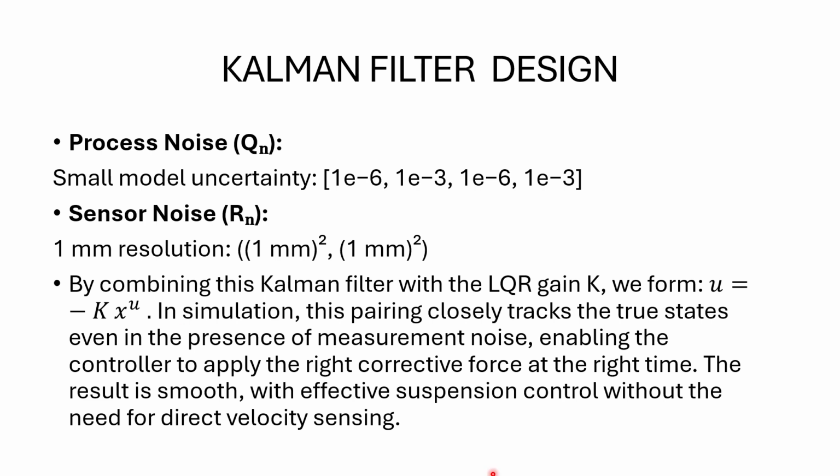So for the Kalman filter design, we set a small process noise covariance QN to reflect minor model uncertainties, and a sensor covariance RN, which is based off of the 1 millimeter measurement resolution that we talked about earlier. This filter basically estimates the full vehicle state without direct velocity measurements, making it cost effective and noise robust. It does this by combining with the LQR gain, which forms the LQR controller that tracks the true states that happen in the actual project despite the noise.